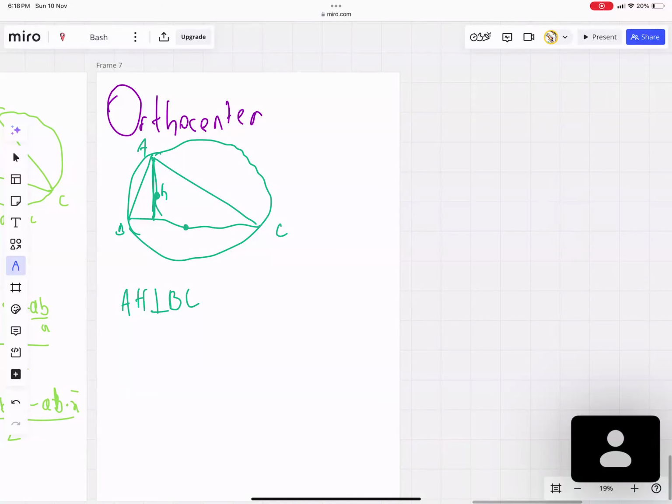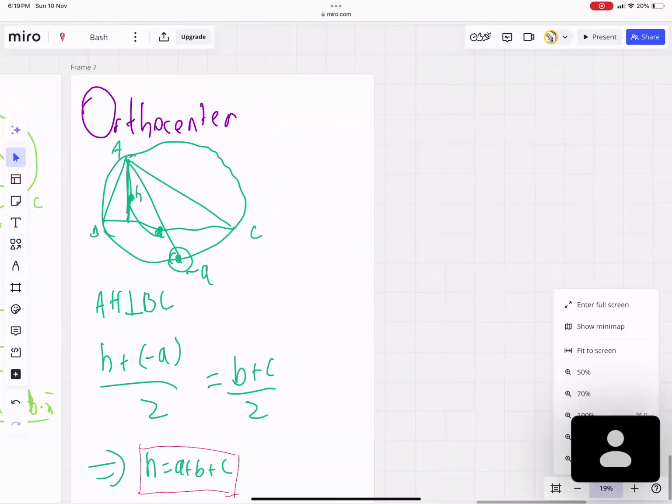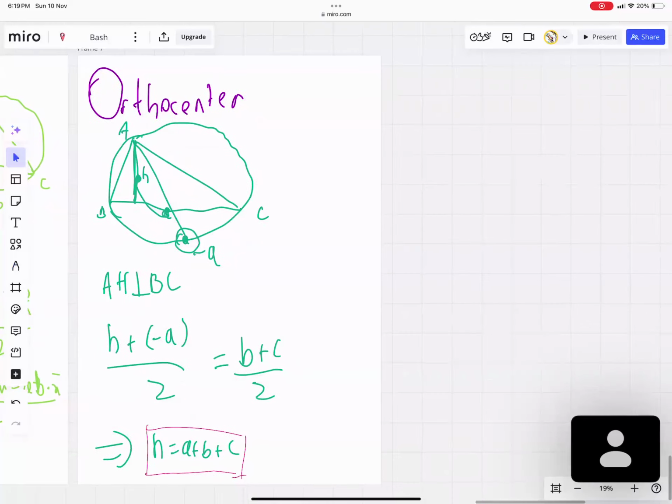But the way I'll be doing is, we know that the reflection of H across the midpoint is equal to the point diametrically opposite to A on the unit circle. And now, can anyone tell me the coordinates of the point diametrically opposite to A on the unit circle? Minus A. Yes. So we have that the midpoint of H and minus A is equal to the midpoint of B and C, which then gives H equal to A plus B plus C. Is this fine with everyone? Yes. Okay.